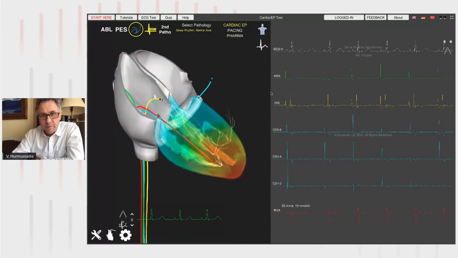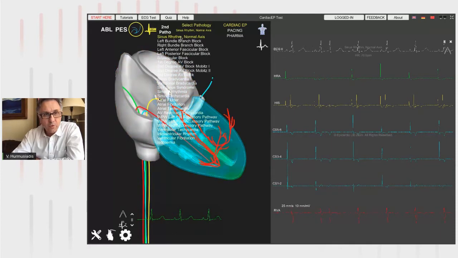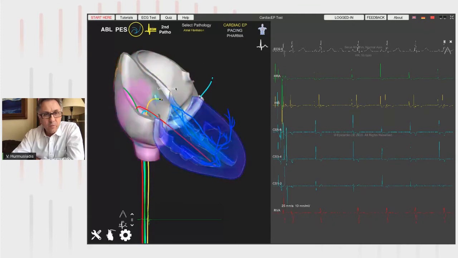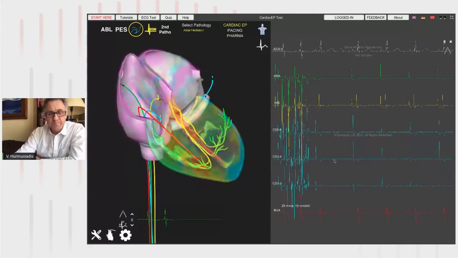But yeah, parenthesis, once we do that, this is all normal, then we can select a pathology. Let's go to atrial fibrillation, for example. And now we'll see the fibrillation and how that is recorded on the EGMs.